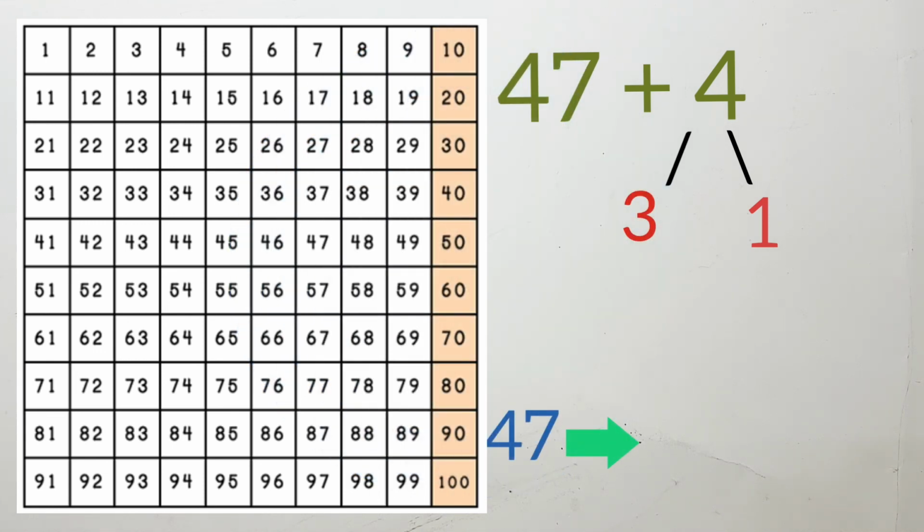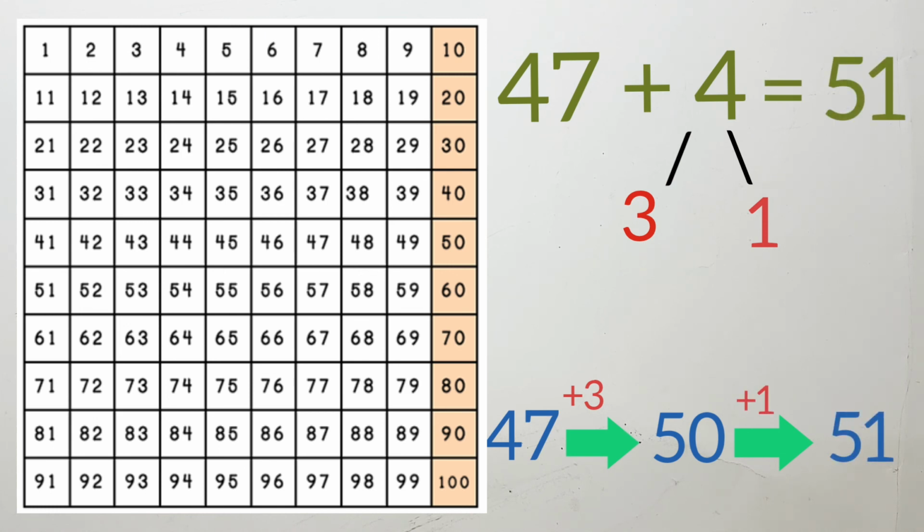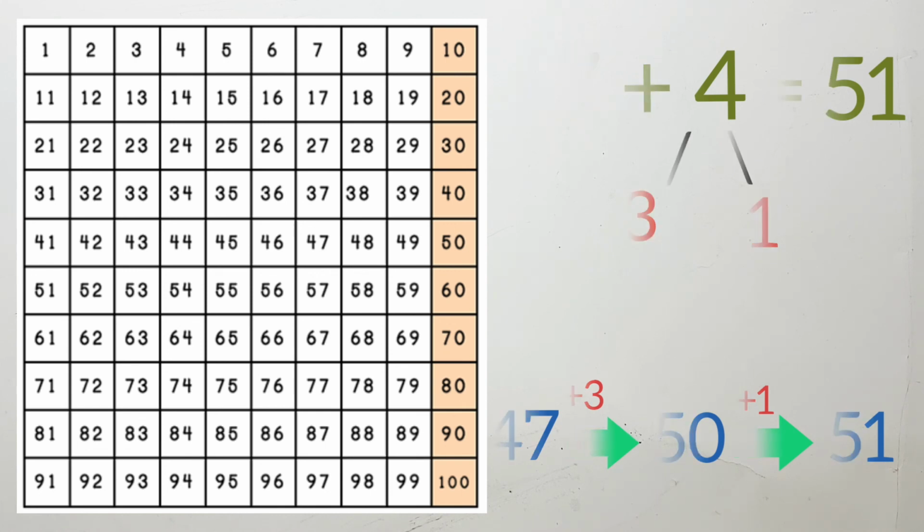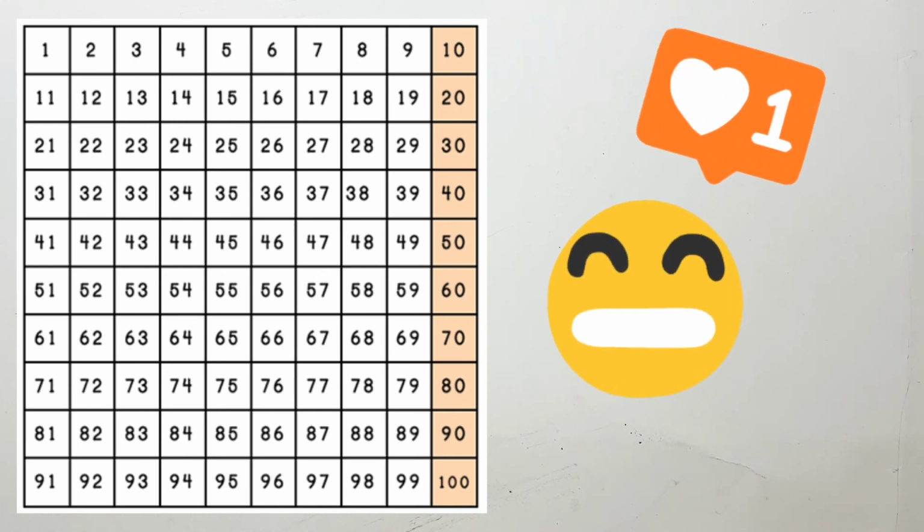47, draw an arrow, plus 3 equals 50. But I still have one more to add, so I draw another arrow and I say 50 plus 1 equals 51. Remember, we are breaking down our ones to get to the nearest 10 to add. Now it's your turn to try. Go to the worksheets and let's see if you can solve them using the arrow way.